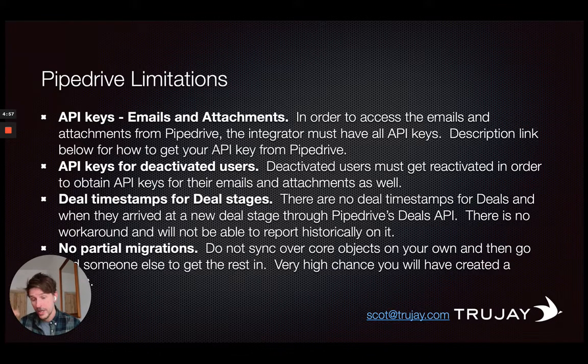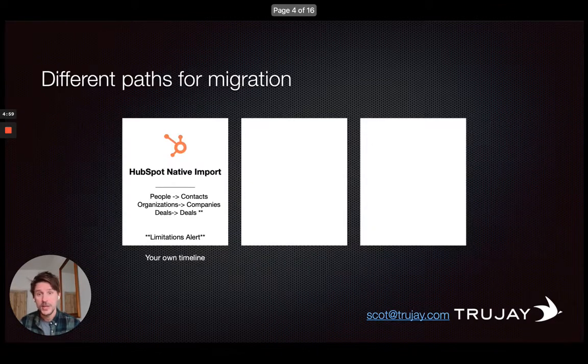All right, so we are now going to hop into the different paths that you have for migration. If you're moving to HubSpot, they have a native import tool. It's a CSV file import. So obviously you can import your people into a CSV file.